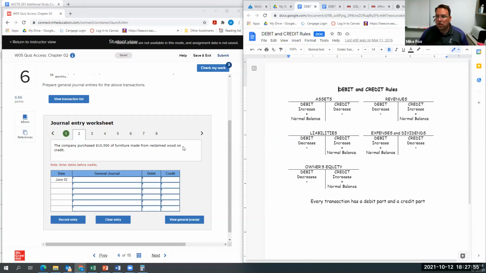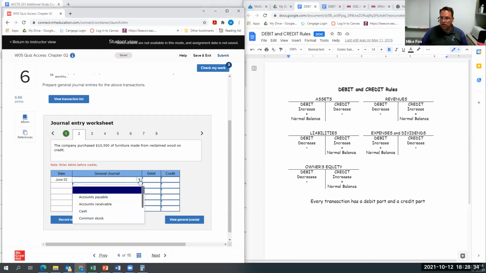Okay. So this will help me a little bit. On the second one, it says the company purchases $10,500 worth of furniture. And it says it purchases it on credit. When it says that it purchases it on credit, it means I'm not paying cash for it. It means that I'm going to pay in the future. So again, my furniture is going to go up. Furniture is an asset, so that will go up with a debit. And then since I'm not paying cash, my liability, accounts payable, is going to be going up. And liabilities increase with a credit.